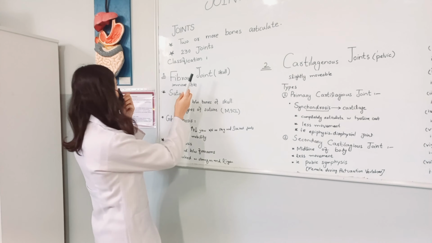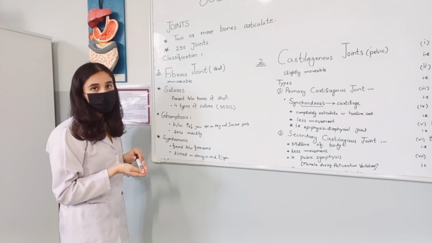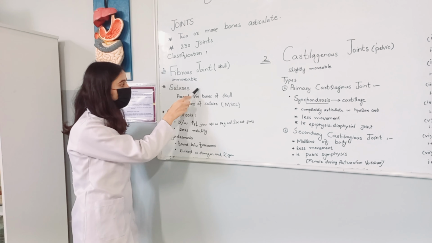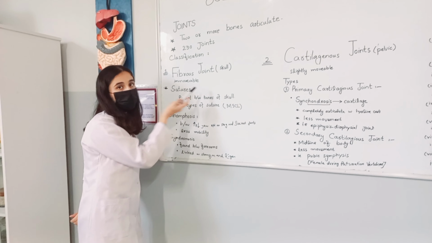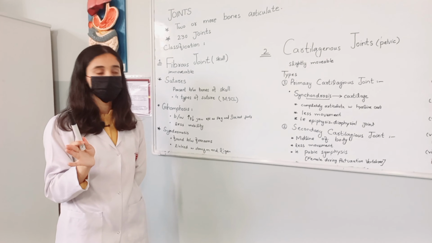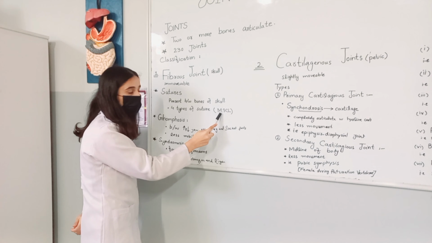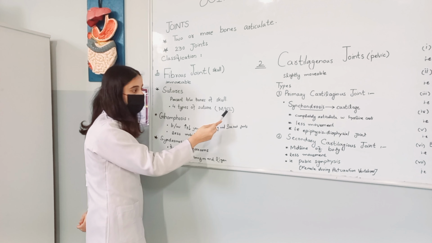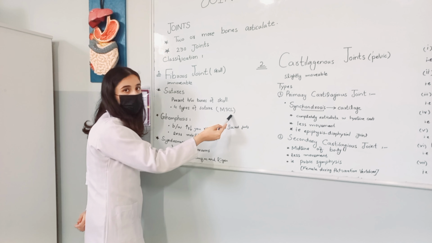First of all, fibrous joints. They are basically known as skull joints. They are completely immovable joints. They are present in the sutures of the skull. In our skull, we have 4 sutures: metopic, sagittal, coronal and lambdoid.